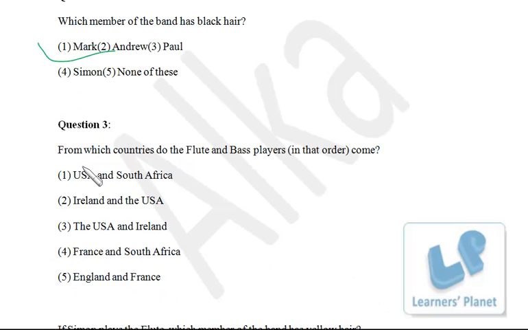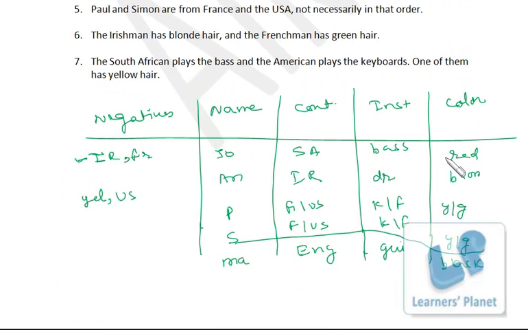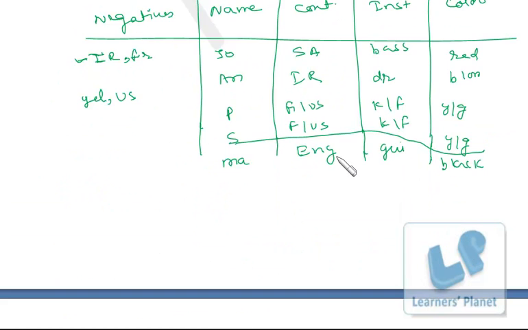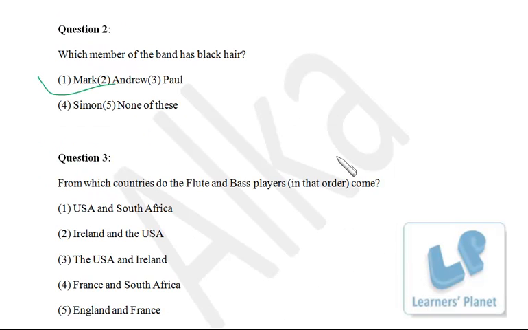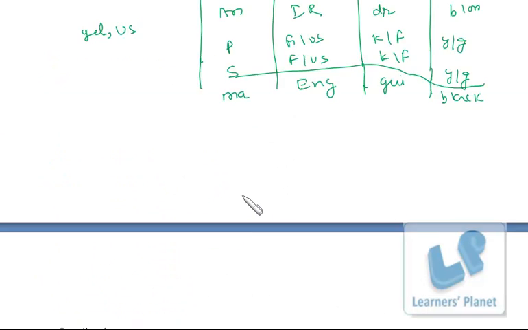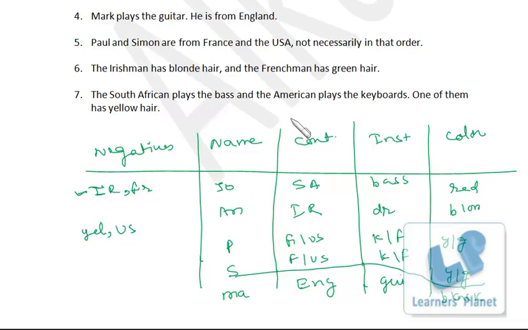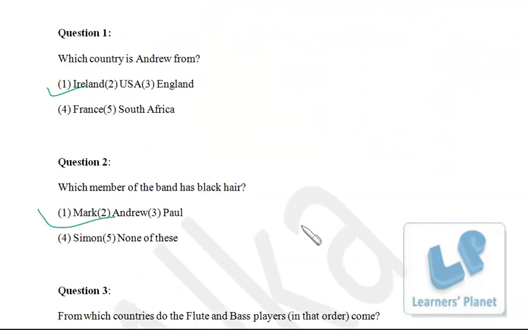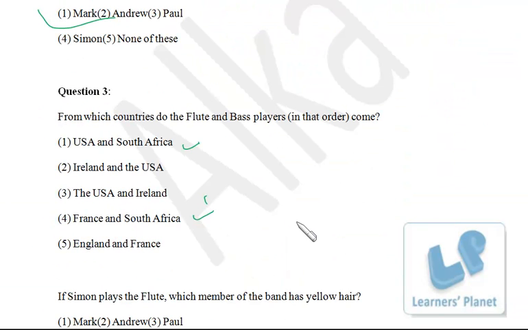From which countries do the flute and bass player come? Okay, the bass player is clear, that is South Africa. And for the flute, now we know the keyboard player is from America, so that means the flute player is from France. We have been asked for the flute, so that is from France. So this is the correct option.